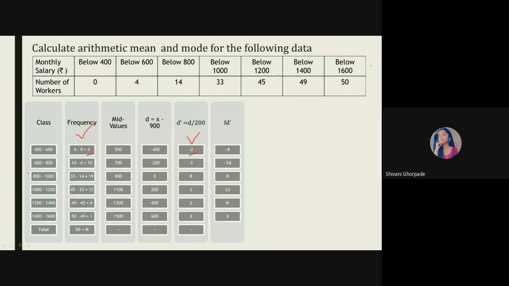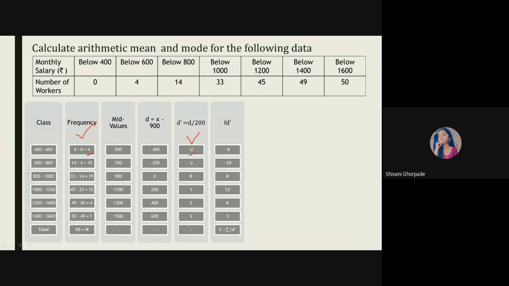Now we have to take a total. Now take a total of sum, that is f d dash. Summation of f d dash, so find out the total. Okay, so when the sign is minus, you have to keep it as minus only. So minus 8 minus 10 is minus 18 plus 0, minus 18 plus 12 is minus 6. Minus 6 plus 8 plus 2, 2 plus 3, it's 5. So summation of f d dash is equal to 5.